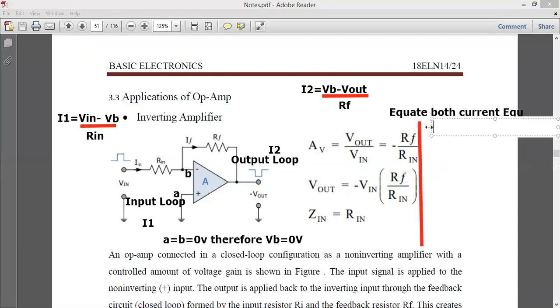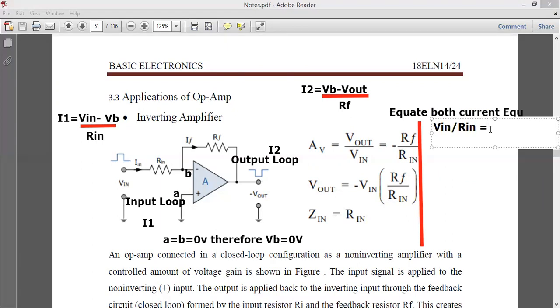Okay, first what is I1? I1 is nothing but V in. What is VB? VB is 0, so no need to bother. So what I will do, first I will write V in. I will put here equal to, so that it will understand you. V in divided by R in. Okay, पहला side equate किया मैं.